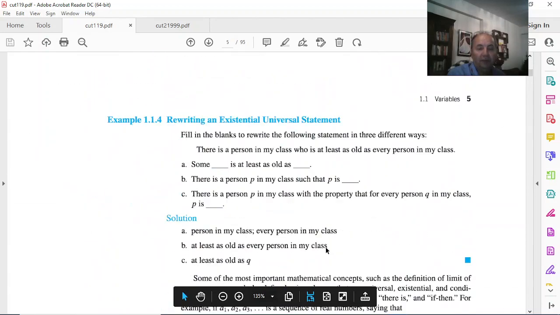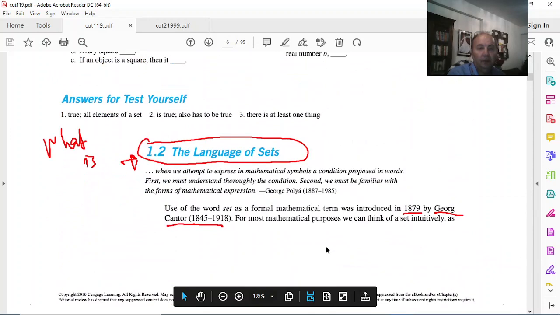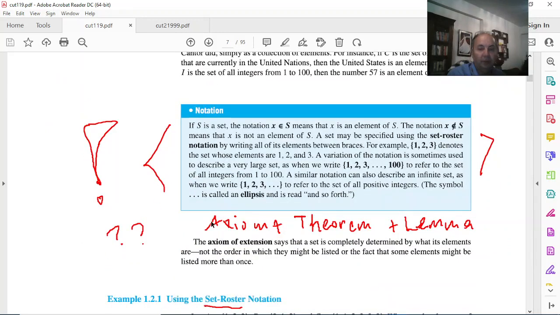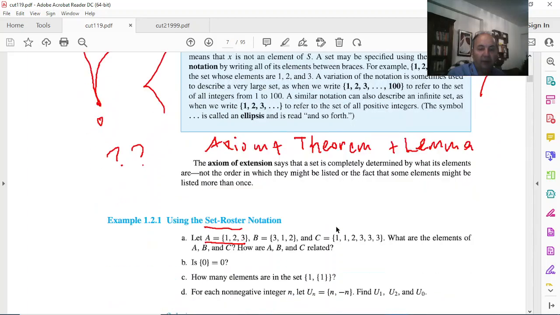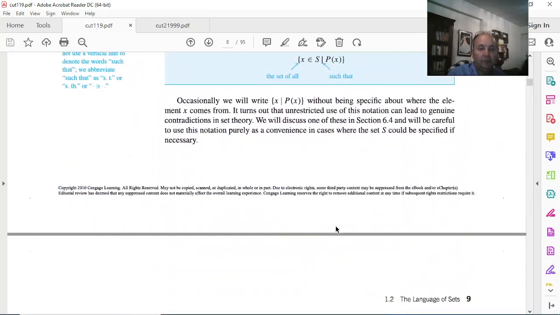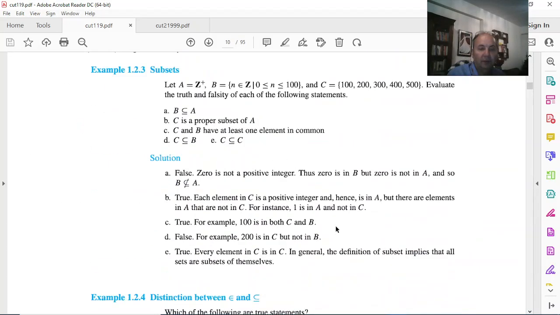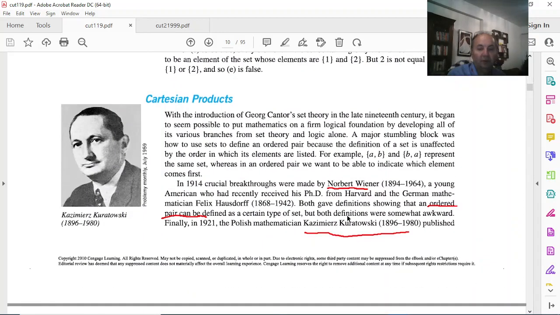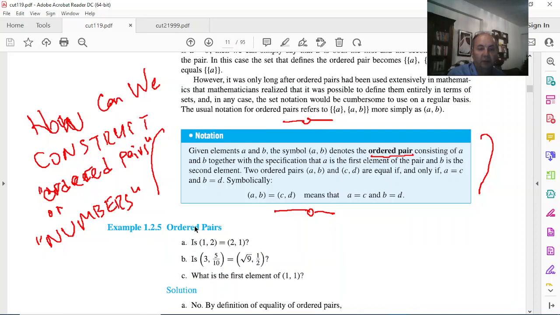Now, a repetition of last week. The language of sets was built by Cantor. We talked about it in the class. Roster notation is this one. And we talked about axiom, theorem, and lemma last Tuesday, the first week of this semester. And we talked about Norbert Wiener and Kuratowski about the Cartesian product, and how we can construct ordered pairs or numbers. We will see that a few weeks later.